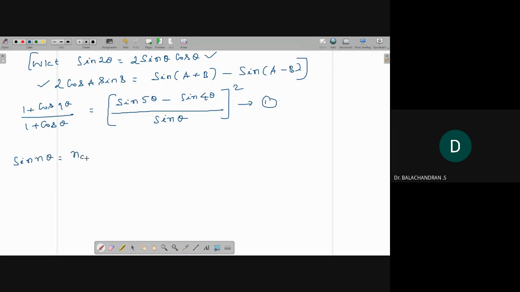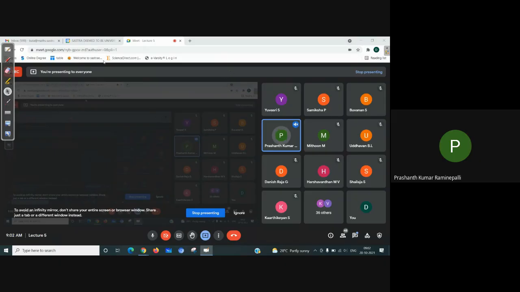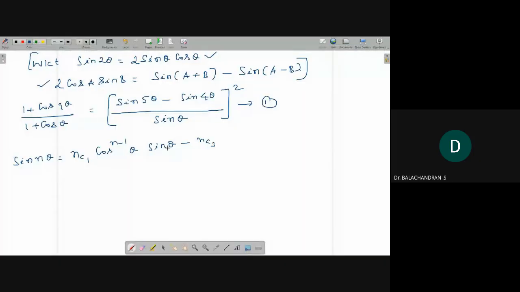nC1 cos power n minus 1 theta into sin theta, minus nC3 cos power n minus 3 theta into sin power 3 theta, and then plus, and so on. Then we should substitute n equal to 5.